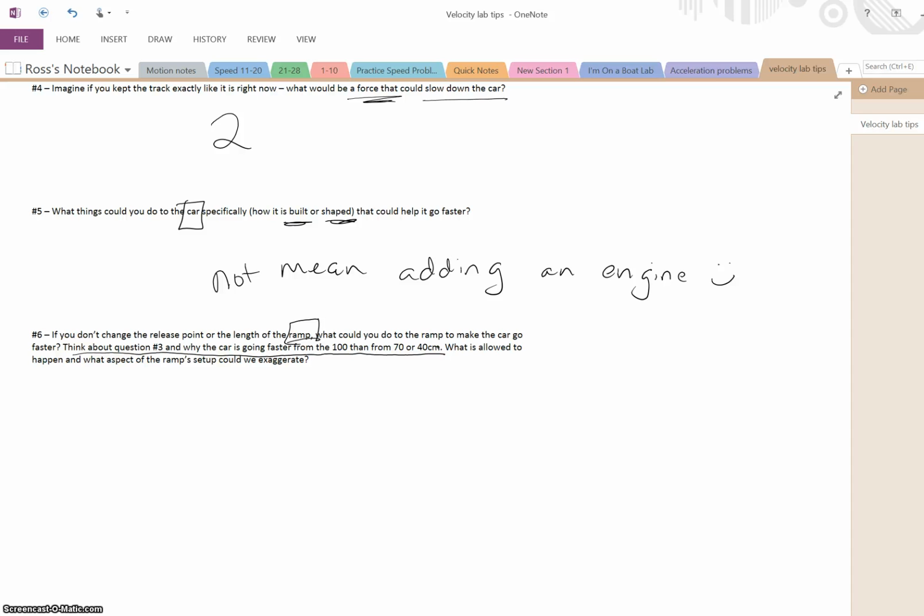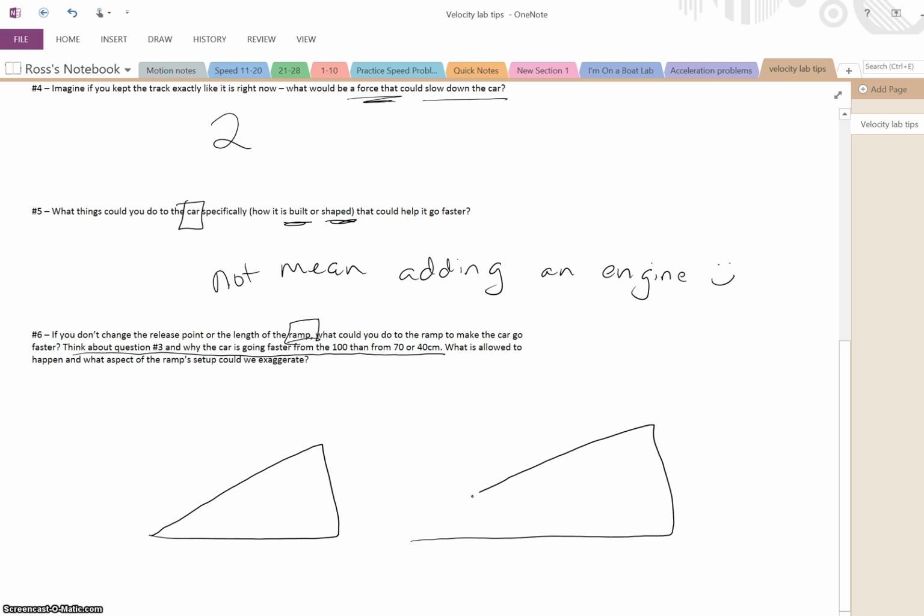Could we make it bigger? So what we're not talking about is going from a ramp that looks like this to a ramp that looks like that. See how, if x here equals 100 centimeters, and now we're talking about the ramp being 200, I know that doesn't look like 200 centimeters, but twice as long, right? We're not talking about making the ramp longer. That is not the answer.